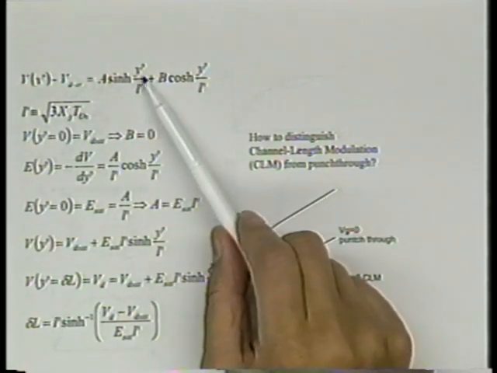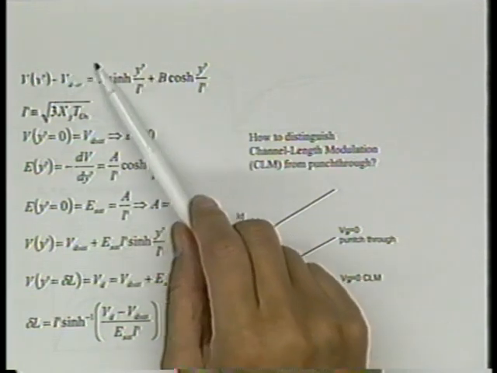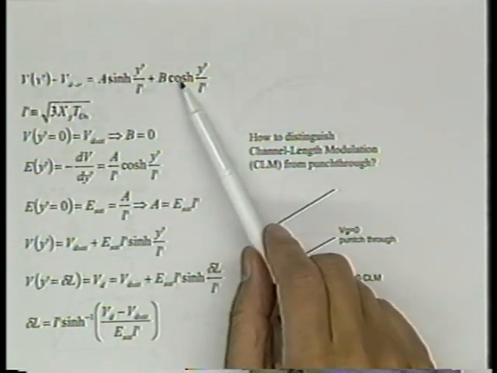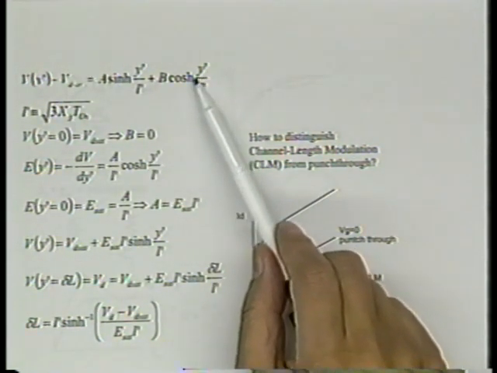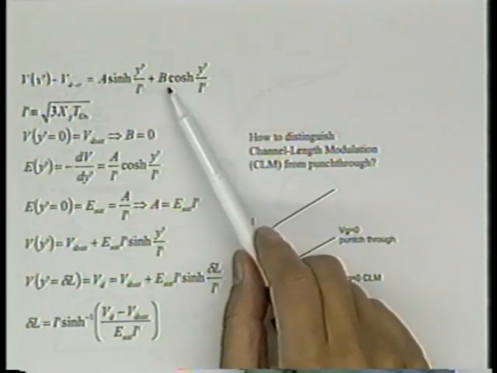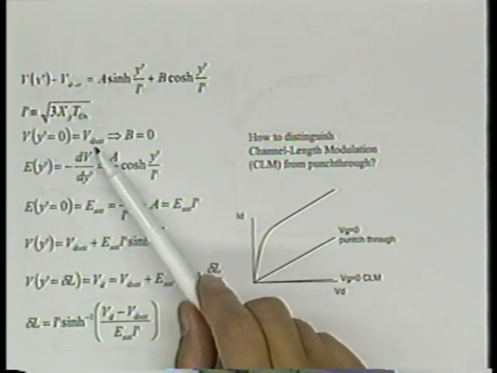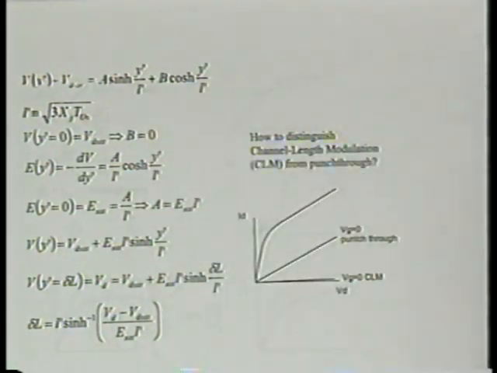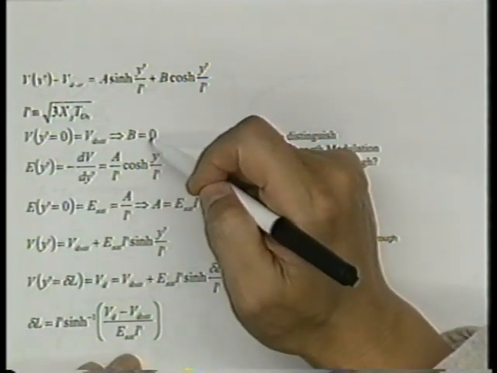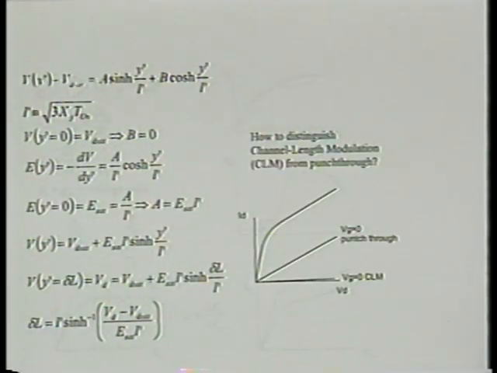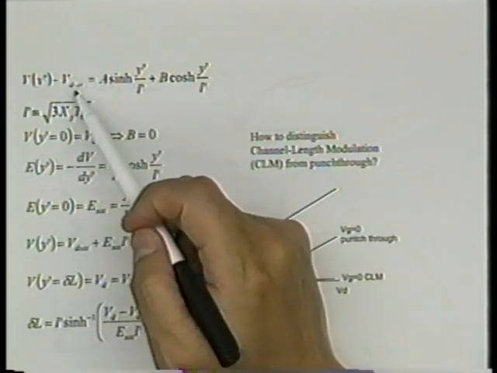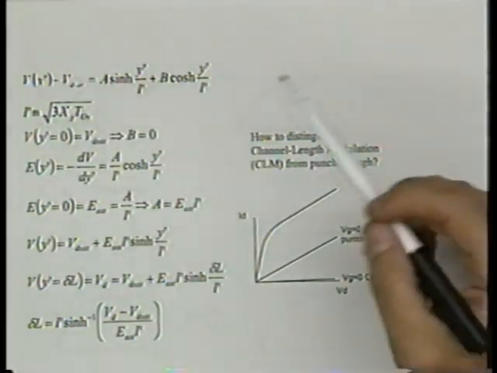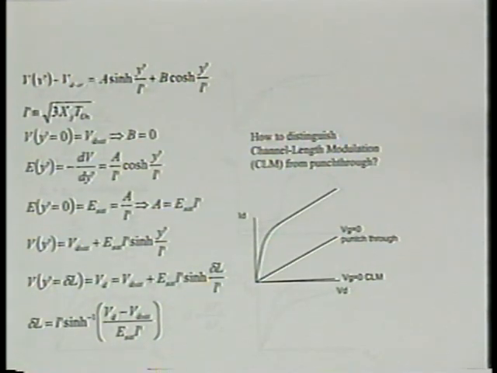Well, you substitute y prime equal to 0 in here. The first term is 0 anyway. Hyperbolic cosine of 0 over L prime is 1, right? So that just means B is equal to Vd set. Oh, sorry. I'm sorry. There's a Vd set here I didn't see. Sorry about that. So this says B has to be 0, right? Okay? All right. So we take that away.